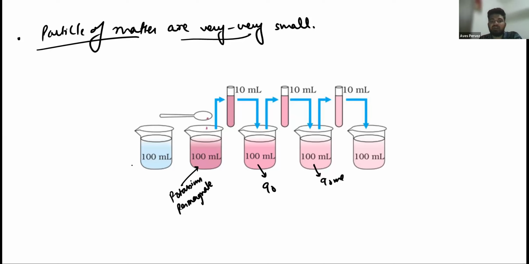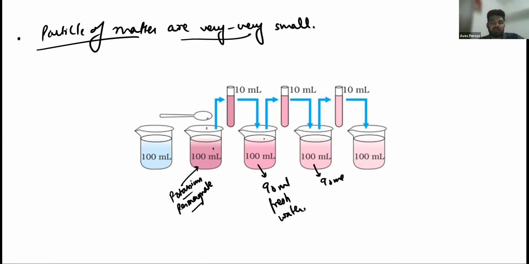For example, take 100 ml of water and take 2 to 3 crystals of potassium permanganate, which is pink in color. When you add it, the water will become pink. Now take 10 ml of solution from this one and add it to the next 90 ml of fresh water. This solution will also become pink.